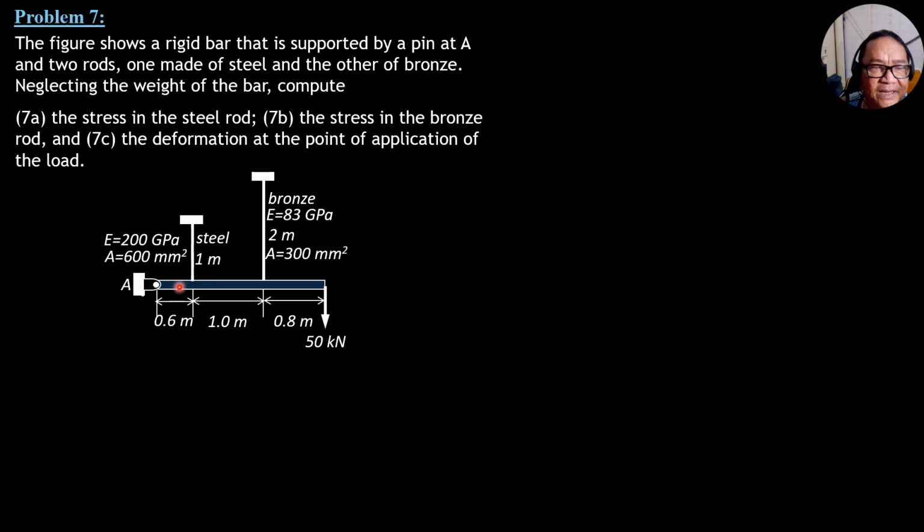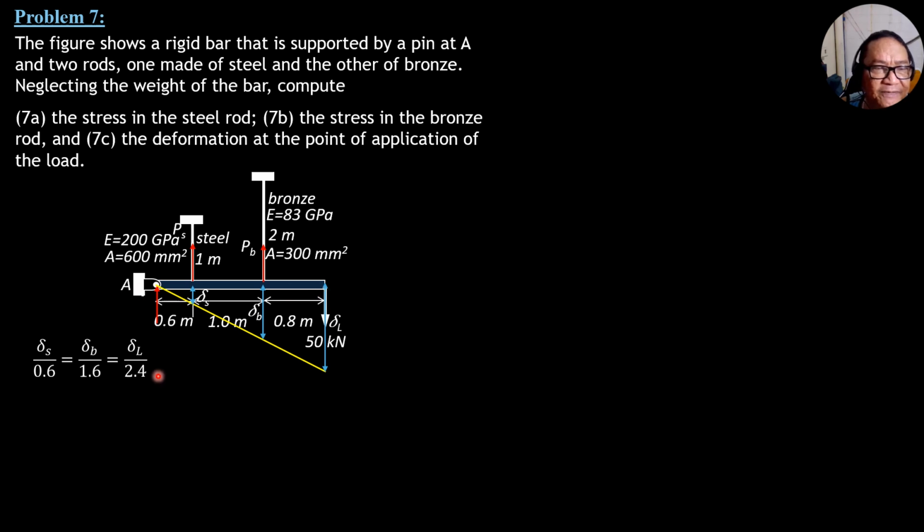So after the load is applied, it will deflect in the manner shown below. It is here. Then we have the force in the steel, force in the bronze rod, which are all in tension. And these are the corresponding deflections, which can be related by similar triangles. So first, stress in the steel rod, we sum up moments about A, horizontal component of reaction 0, of course. So by similar triangles, deflection in the steel rod over 0.6 equals deflection in the bronze rod over 1.6 equals deflection under the load over 2.4.